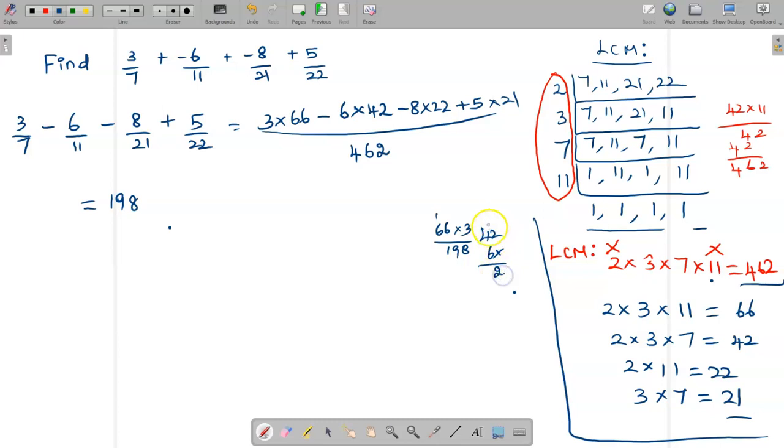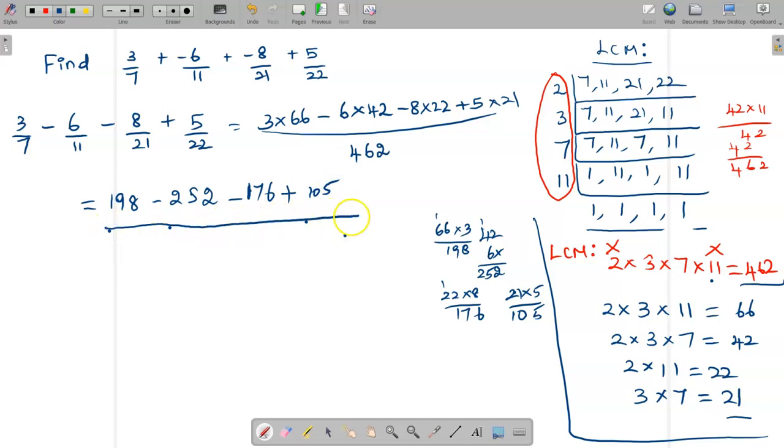Okay, 6 2s are 12, 6 4s are 24 and then 25. Okay. So, second value is 252 and then 22 into 8, 8 2s are 16 and then 16 plus 1 is 176. So, write the symbol properly. For first value it is positive, second value it is negative, third value it is negative. Again fourth term it is positive. So, 21 into 5 is 105. Okay. Then the whole term is divided by 462.